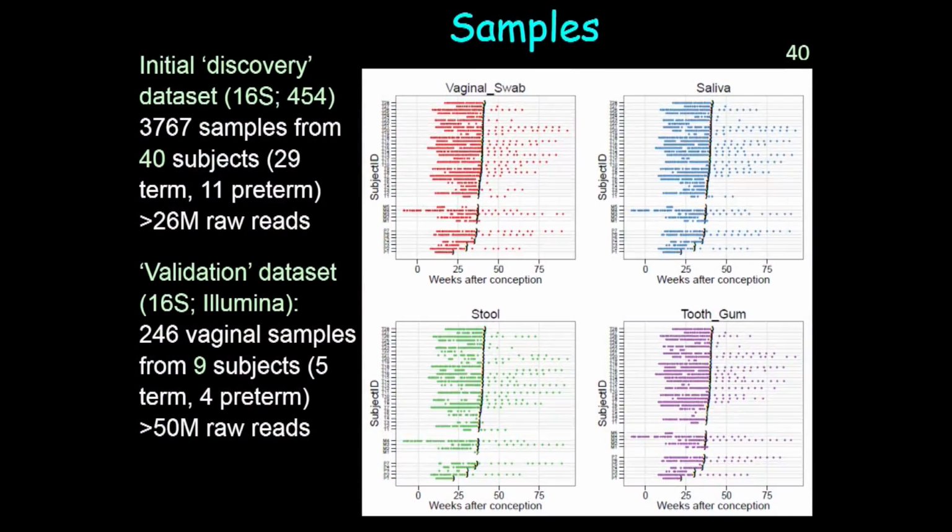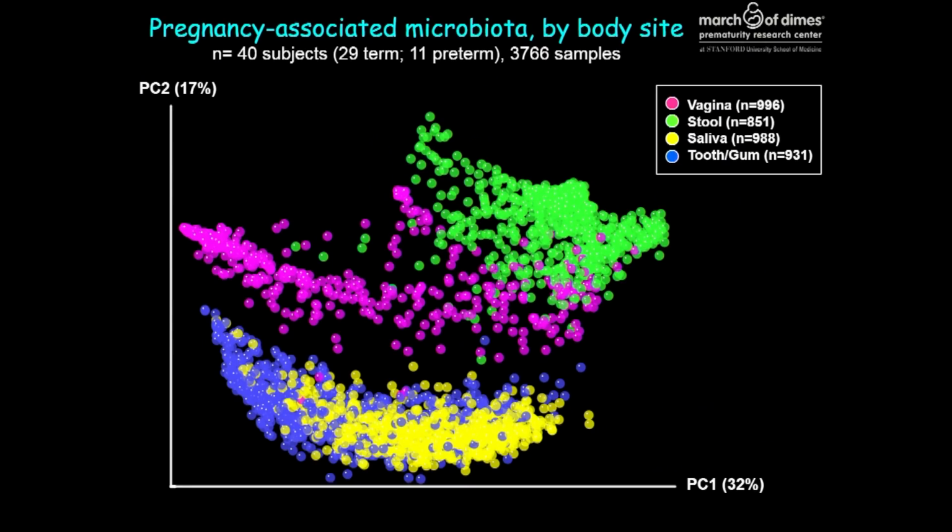So lots of samples over time. These are the 4 body sites. Each of those little rows is a woman, and the dots are their samples. You can see by the black line, which is time of delivery, that we continued collection. This research center, and all of its wonderful staff, continued the collection of samples after delivery, and I'll tell you a little bit about, in one slide, those data as well.